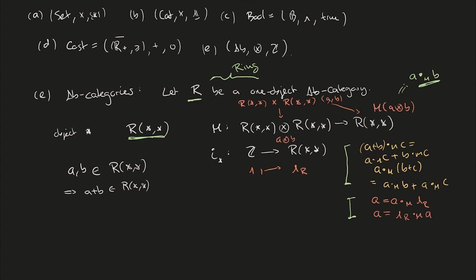More generally, if we have an AB category with more objects, then each object will have a ring structure for itself. And this is given in the same way as we did this for this one object AB category. However, in the more general case, we'll also have Hom objects between objects, and these will have to be compatible in some way with the ring structures on each object.